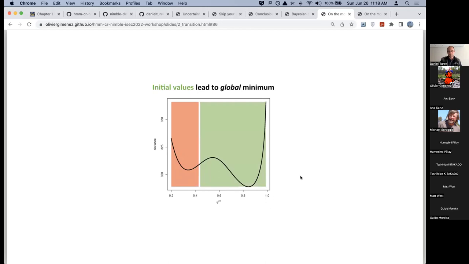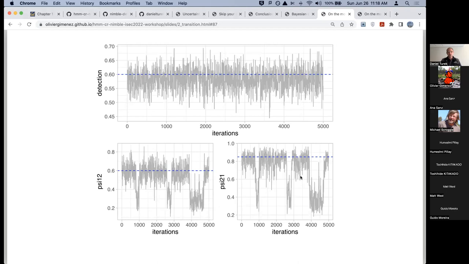And this is represented in the MCMC posterior by noting that the detection probability is reasonably mixing all around, but for psi 1-2 and psi 2-1, there's another mode in which these two probabilities actually attain this other minimum value, where both transitions are actually fundamentally different.